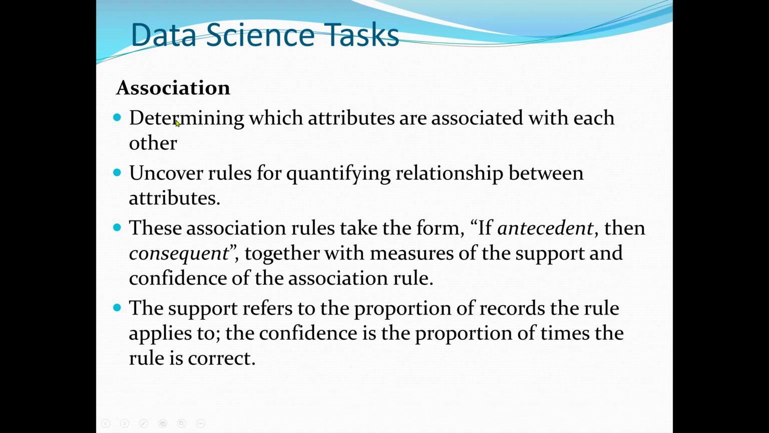We also have association. The goal here is to determine which two or more attributes have a relationship, which means they are associated with each other. We need to uncover rules that quantify the relationship between attributes. These association rules take the form: if antecedent, then consequent. An example would be, if the light is red, then stop. So it will be like if-then rules.